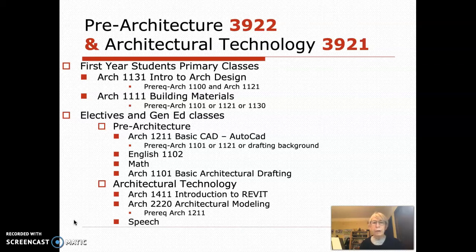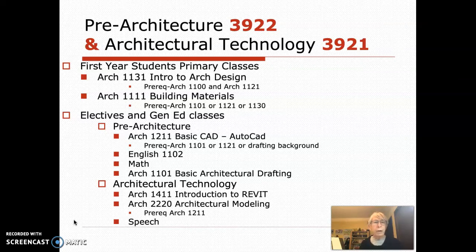For the pre-architecture, the electives would be Architecture 1211, the basic CAD, AutoCAD class, which has a prerequisite of either Architecture 1101 or 1121 or drafting background. Your second English class, math, depending on where you are in the sequence and where you want to transfer to, and the basic architectural drafting class, again, depending on where you want to transfer to.